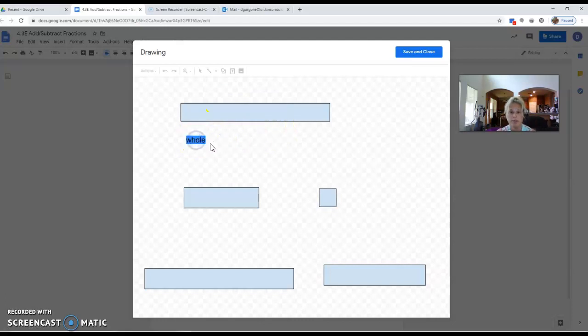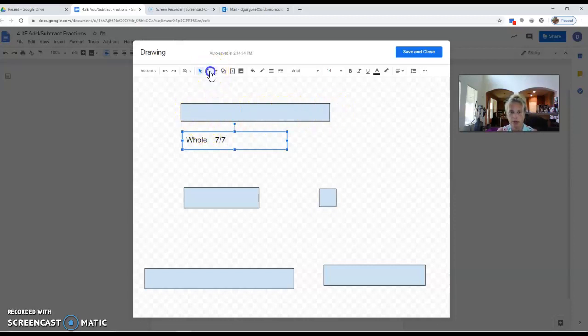My computer's running a little slow, bear with me. We know that if we want a fraction for a whole, we need to make sure that the denominator and the numerator are the same. So if my denominator is 7, that means my numerator must be 7 as well. So our whole is 7/7.